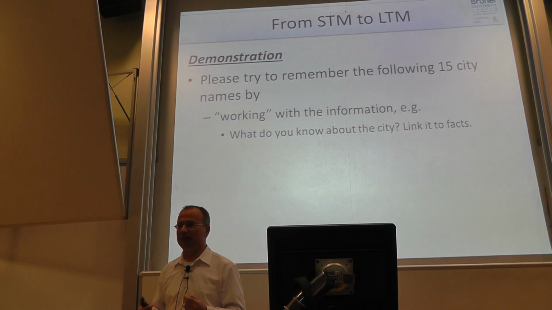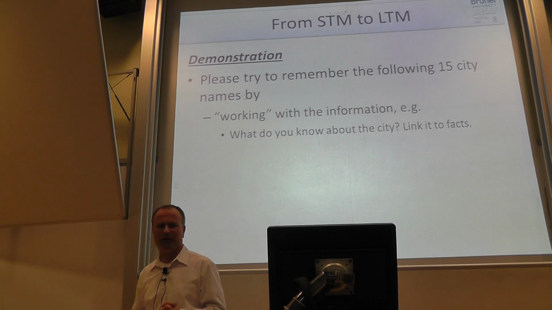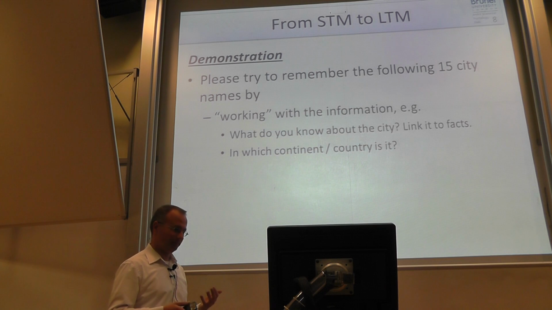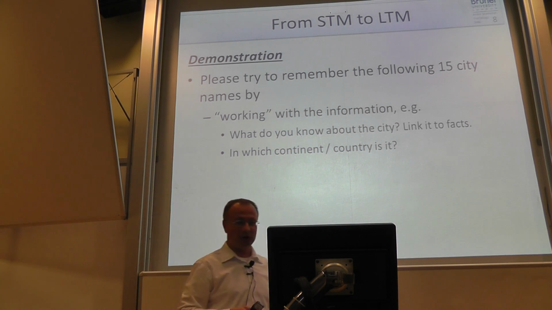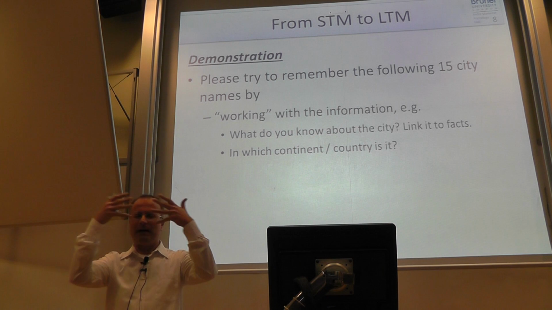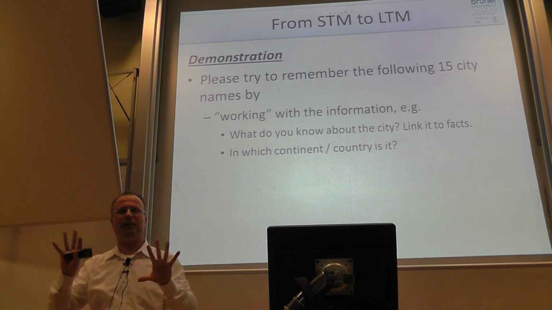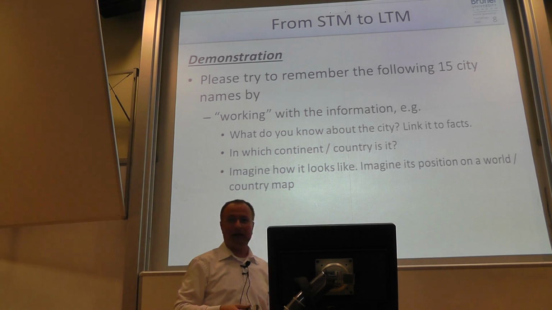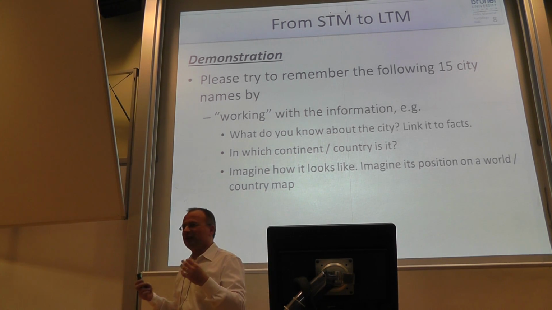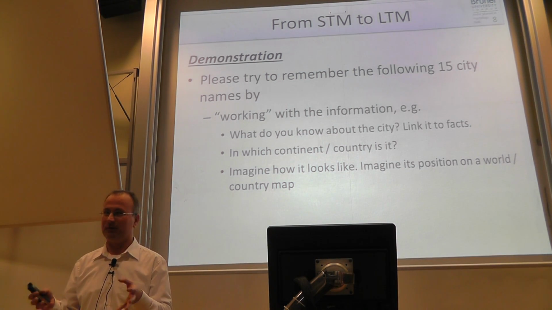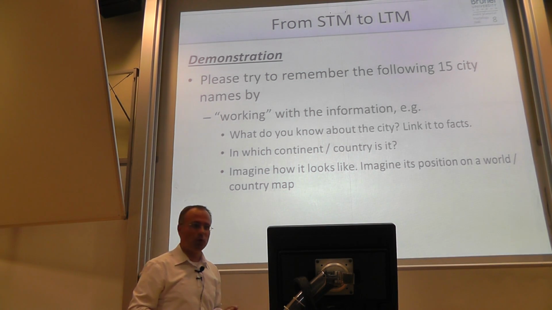See the city names. You can think about, okay, what do I know about the city? Can I link it to some facts in my memory? Do I know which continent or country it is? Can you create the map of the world in front of you and get a pattern of the cities, for instance, with your visual track? You can try to imagine, okay, this city, how does it look like? Do you know a landmark of that city or something like that? So really try to work with that.